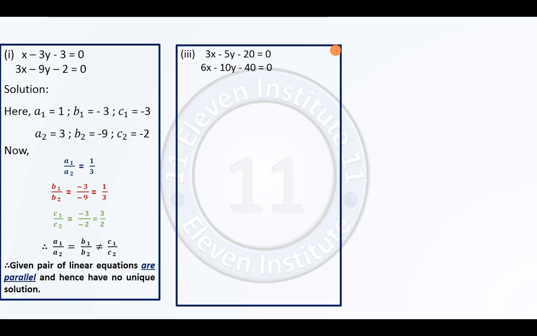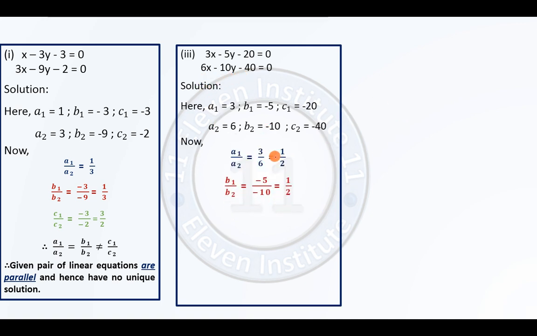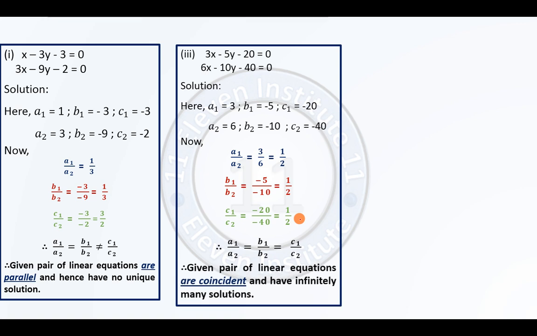Now we will simply apply the formula. We will write the values of a1, b1 and c1, a2, b2 and c2, which is quite clear. You have done it many times. a1 is 3, b1 is minus 5, c1 is minus 20, and in the same way we get a2, b2 and c2. Now we find the ratios. 3 upon 6 is 1 by 2. Minus 5 upon minus 10 is 1 by 2. Minus 20 upon minus 40 is 1 upon 2. So a1 upon a2 is equal to b1 upon b2 is equal to c1 upon c2. Hence the given lines are coincident and they have infinitely many solutions. If they have infinitely many solutions, there is no chance that I can find a unique solution.